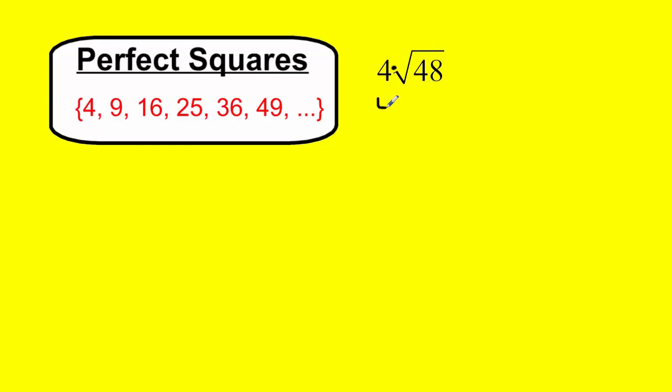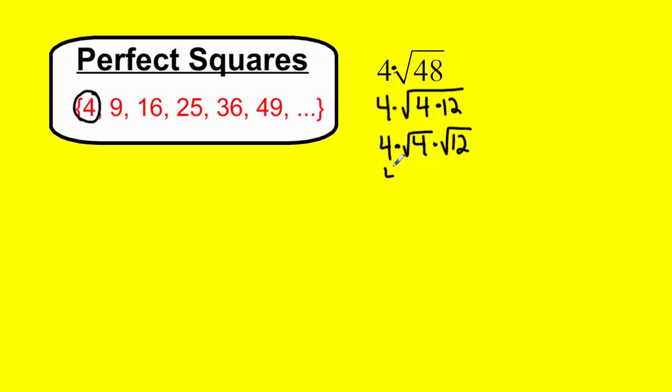So I'm going to bring down the 4, put times, and then now I'm going to ask myself, do any of these numbers go into 48? So I know 4 actually goes into 48, and it goes into that 12 times, because 4 times 12 is 48. Now, since I have the product inside my square root, I can rewrite it as the square root of 4 times the square root of 12.